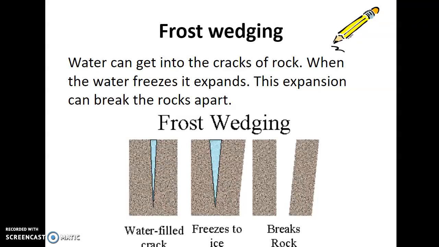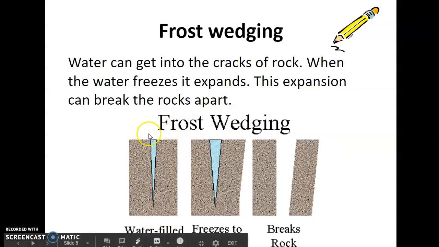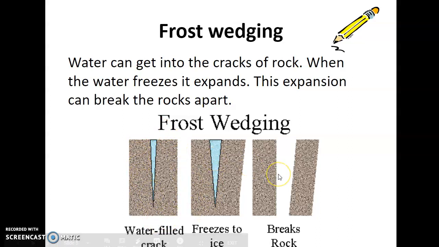Frost wedging is when water can get into the cracks of rock. So when water freezes, it expands, and this expansion causes the rocks to break apart. The diagram at the bottom of the screen shows exactly what I just described. There's water that's filled into this crack in a rock. It freezes and expands, and then it causes the rock to break.